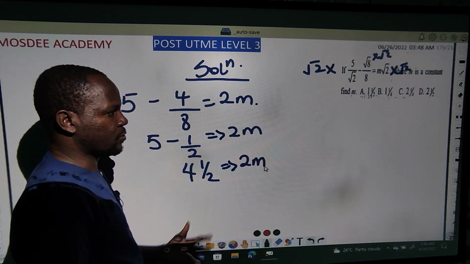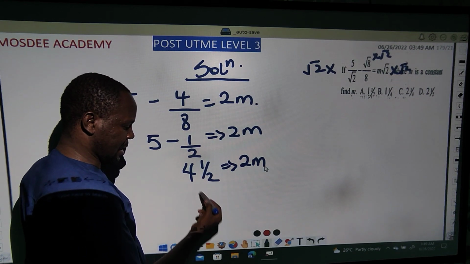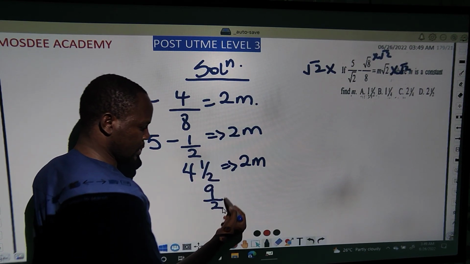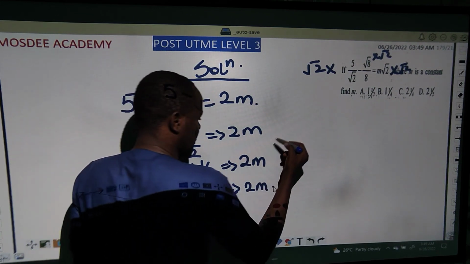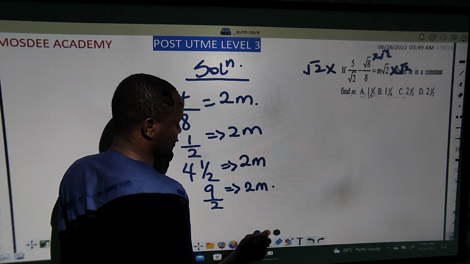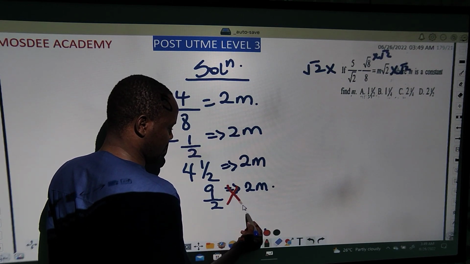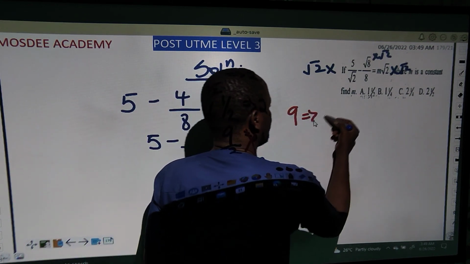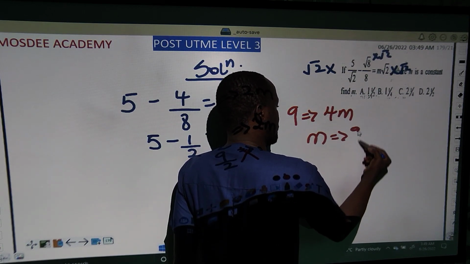So if 2m is equal to 4 and a half, m will now be the variable, and you can write 4 and a half as 9 over 2. 2 times 4 plus 1 is equal to 2m. So what happens, you can use cross multiplication. Then from cross multiplication, you can just write your answer directly. This will be 2 times 2, then 9 is equal to 4m. So m equals 9 by 4.